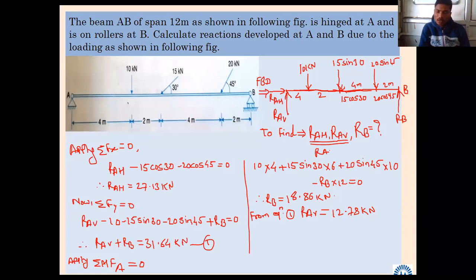How? Now if we know the x component and y component of a force, how can we find that force, meaning that reaction in this case? What will be the formula? RA equals under root of RAH square plus RAV square. How much is it? Just check.